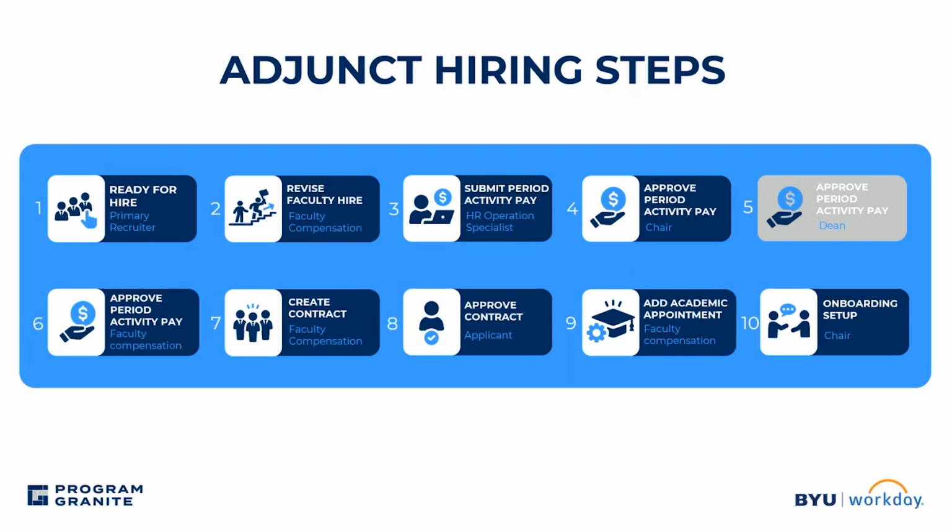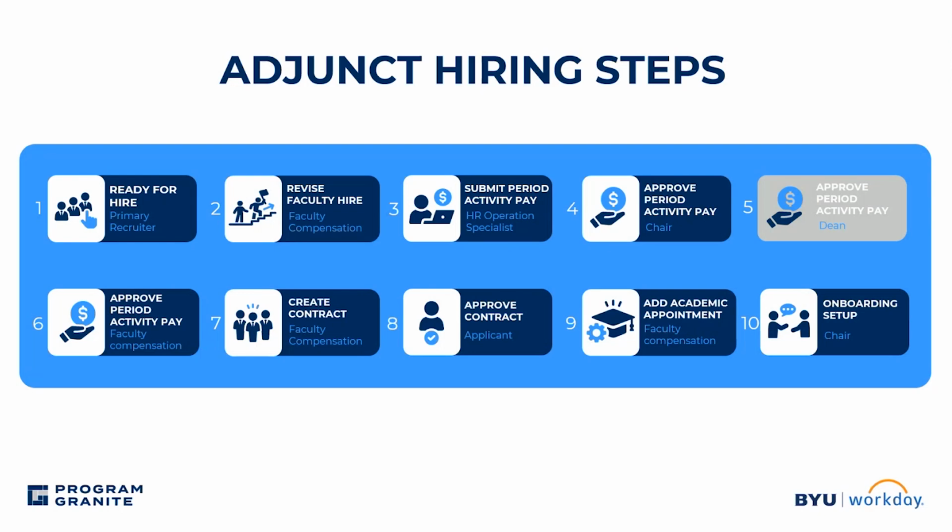And then we have it grayed out. In the past, it's gone to the dean for another approval. It's no longer going to the dean. That is a change. It's just the chair approving it now. No longer going to the dean to approve their period activity pay. And then it does go to the faculty compensation for one more approval to approve that period activity pay.